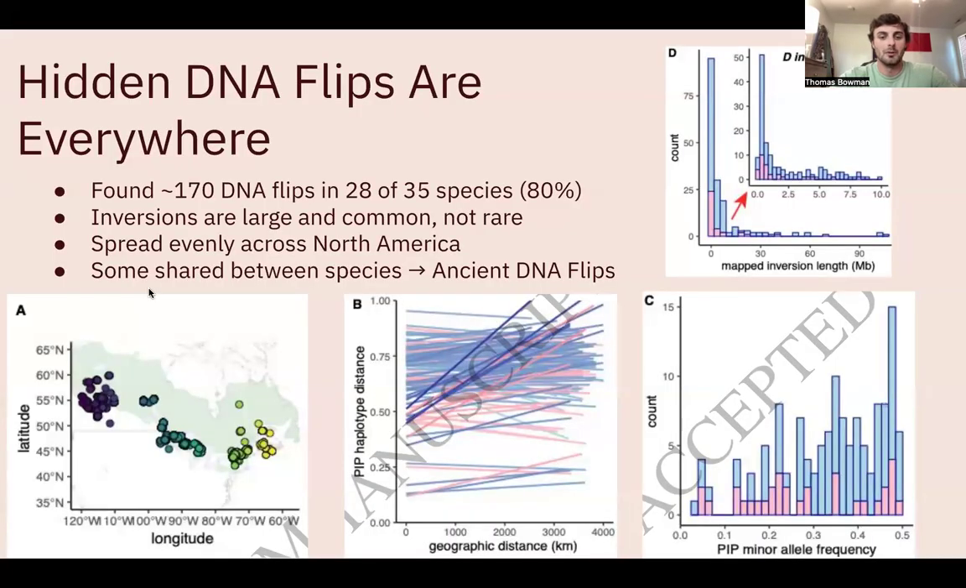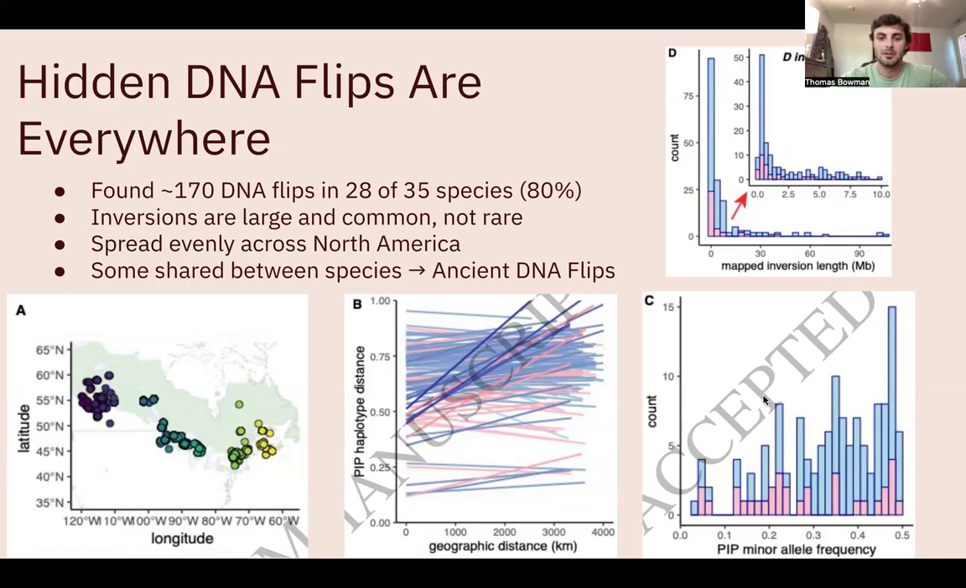Hidden DNA flips are everywhere. This figure shows the main results of the study and helps explain how these DNA flips are spread across songbirds. In panel A, the map shows where the birds were sampled across North America. Each color dot represents a different sampling site, from Alaska to eastern Canada. Panel B compares how different the DNA was between the birds that lived close together versus those who lived far apart. These lines are mostly flat, meaning that the DNA flips aren't limited to one region. They're spread pretty evenly across the continent.